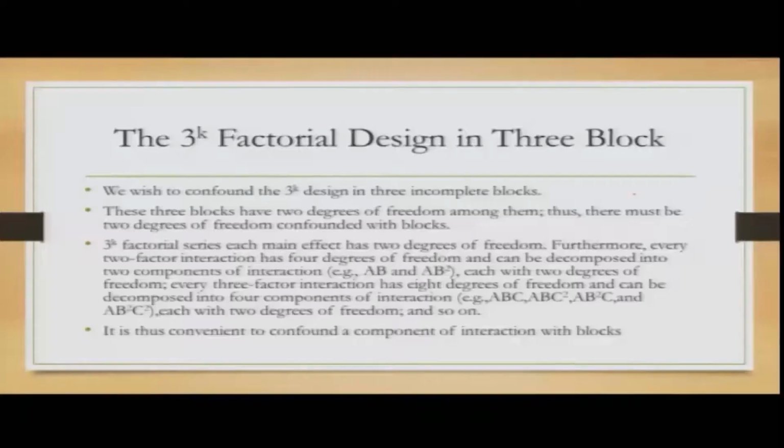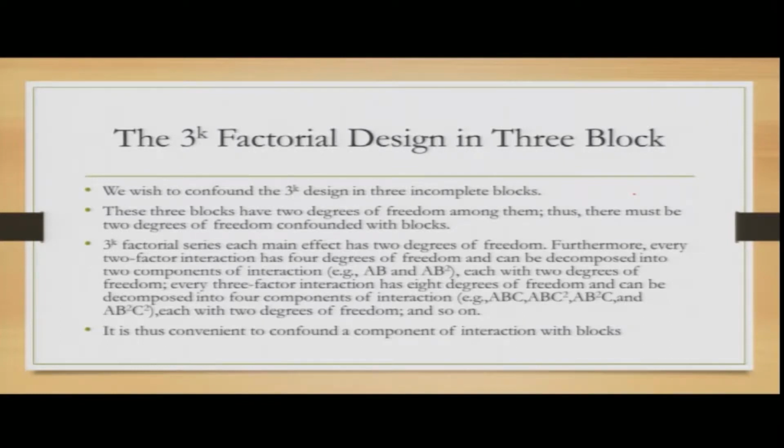In the 3 to the power k factorial series, each main effect has 2 degrees of freedom. Furthermore, every 2-factor interaction has 4 degrees of freedom and can be decomposed into 2 components of interaction, basically AB and AB squared, or it could be A squared B also, depending on how you are trying to find the overall effect, each with 2 degrees of freedom. Every 3-factor interaction has 8 degrees of freedom and can be decomposed into 4 components.